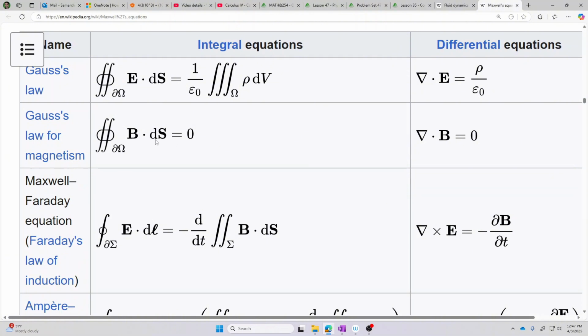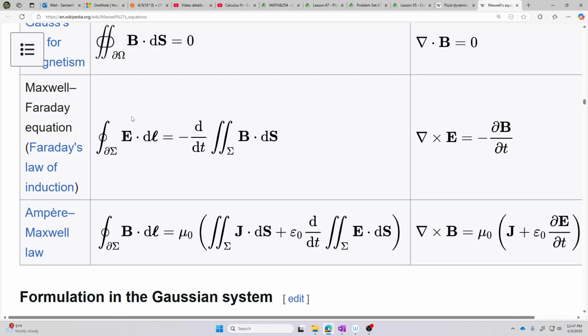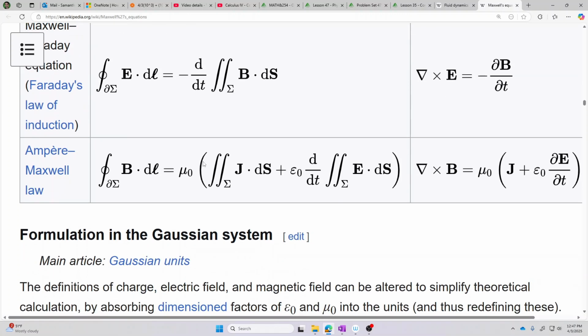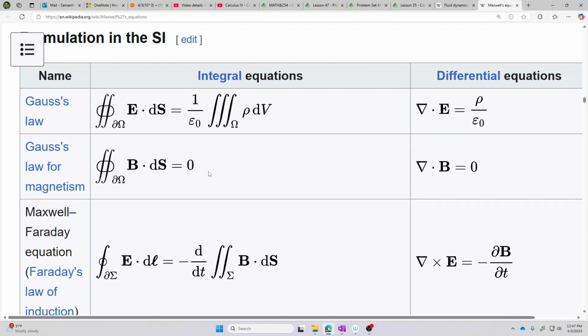Here as well, we have another surface integral. Here we are relating a line integral to a derivative of a surface integral in Faraday's law of induction, and so on and so forth. Here is another line integral. Here is another surface integral, and so on and so forth. So if you end up studying any electromagnetism, surface integrals, line integrals, double integrals, and triple integrals are all used very heavily in that context as well.